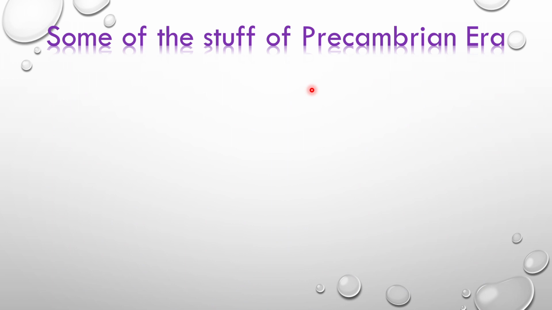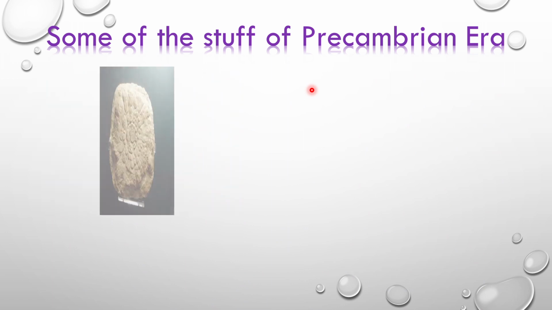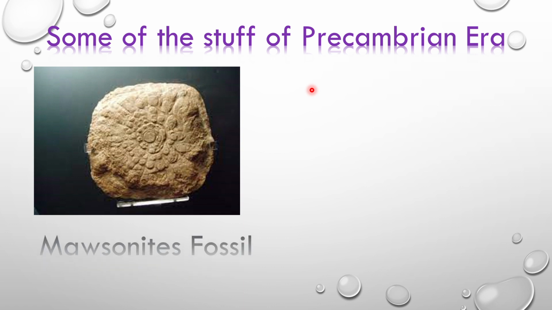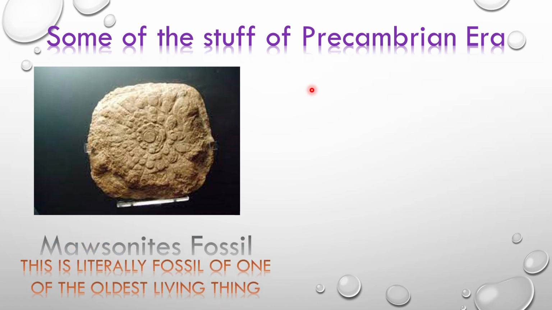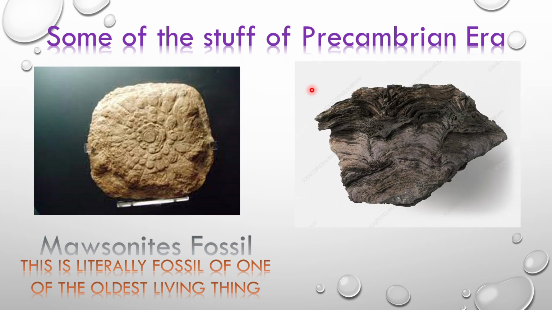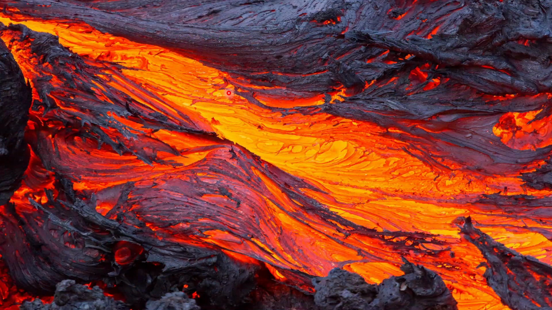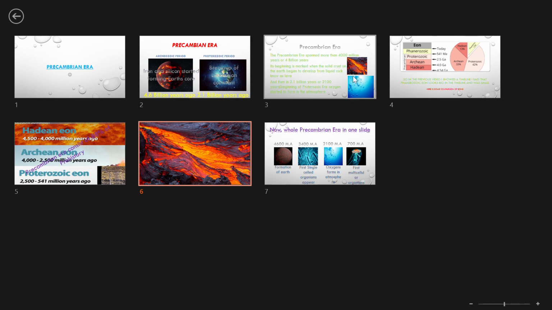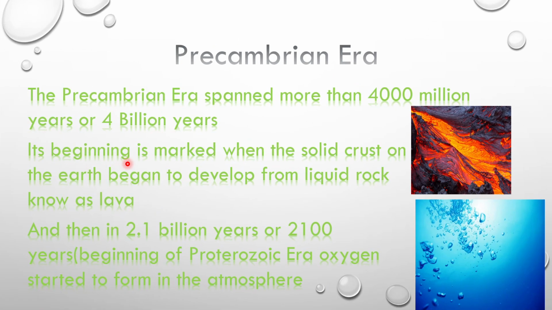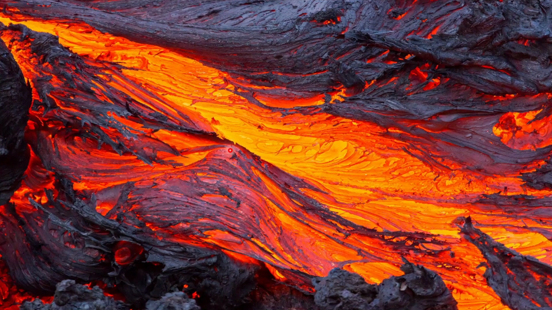Now some of the stuff of the Precambrian era was the Mossonite fossil. This is literally the fossil of one of the oldest living things, and Colenia, which is a bacteria fossil of the Precambrian era, and most importantly, lava. As we have studied in this slide, its beginning is marked when the solid crust on the earth began to develop from liquid rocks known as lava. Back to our slide. The most important was lava.